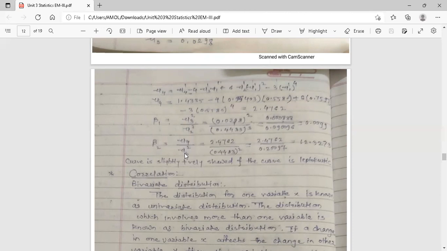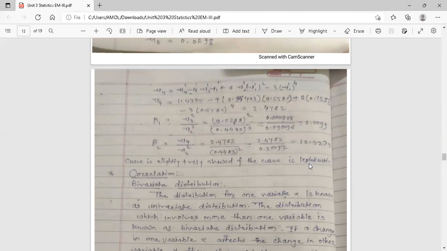Beta 2 is mu4 upon mu2 square. Put here the values of mu4 and mu2. Simplify it, and the calculated value is 12.3273. So this value is greater than 3, 12.32. And so the curve is leptokurtic. The conclusion is the curve is leptokurtic.